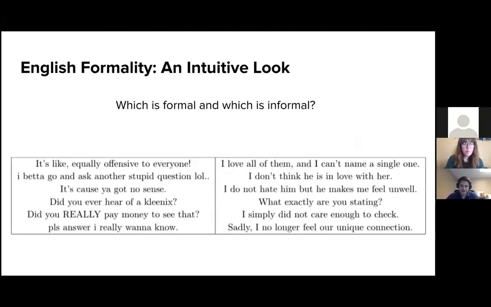So let's start by taking an intuitive look at what formality actually means in English. So for the people watching, which one do you think would be formal, and which one do you think is informal? Which of these two sides?